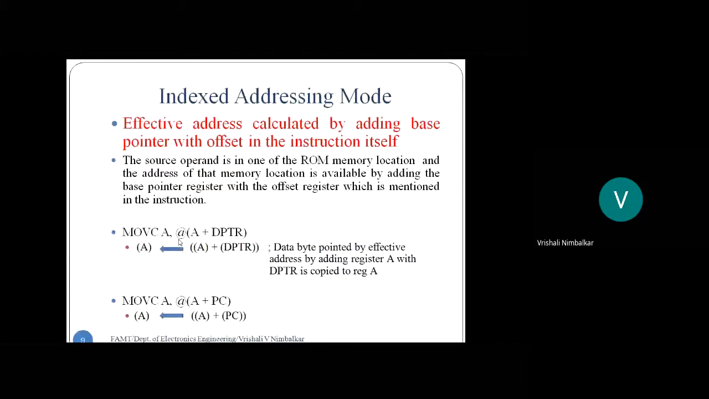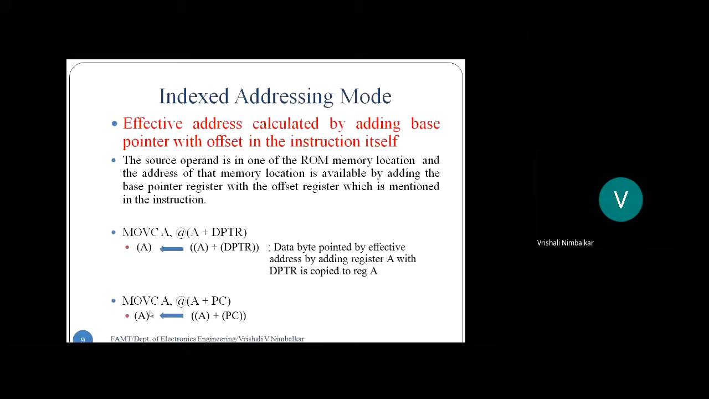Okay, hope you understand. So just look here at what is written. The source operand is in one of the ROM memory locations and the address of that memory location is obtained by adding the base pointer register DPTR with the offset register accumulator. Okay, and these are the only two varieties of examples of index addressing mode. So the base pointer is either DPTR or program counter. And the offset is always available in accumulator.